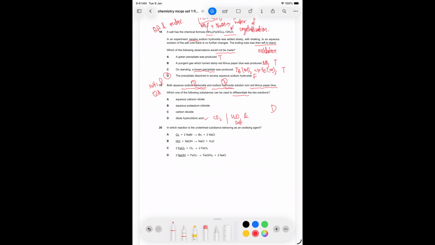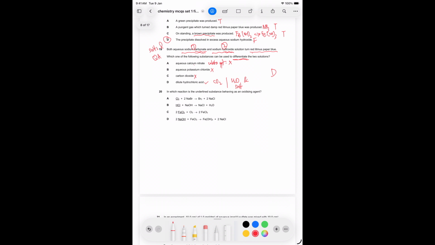Okay, C doesn't make sense at all. B, I don't think you'll see anything. There's no PPT, no gas, nothing changing. And then calcium nitrate. For A, you will get a white PPT in both compounds. Okay, so for this one you'll get calcium carbonate, which is a white PPT, and for the second one you'll get calcium hydroxide, which is a white PPT as well. Okay, but since they are the same observation, that's not the answer. So the only answer is D. You want a different observation.